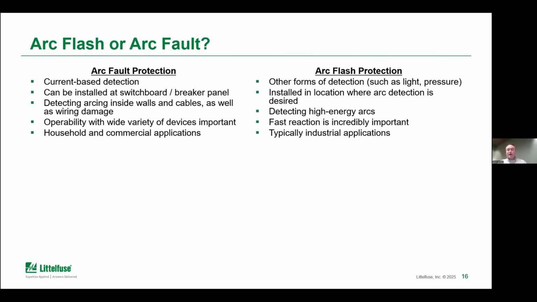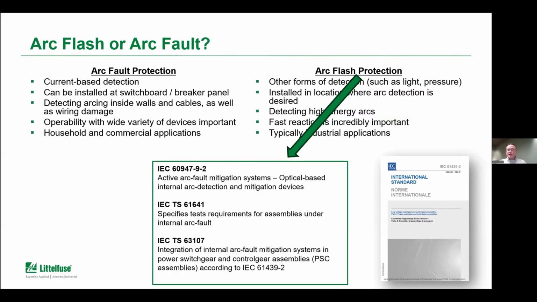And when we're talking about arc flash protection, in this case, we're looking at other forms of detection. Typically light is one of those. Current can still be used as well, but we're looking for those high energy arcs. And these systems are usually installed at the location where the arc detection is desired. So this is more used in the industrial space, and where a fast reaction time is really incredibly important. So this arc flash topic is what we're talking about here today.